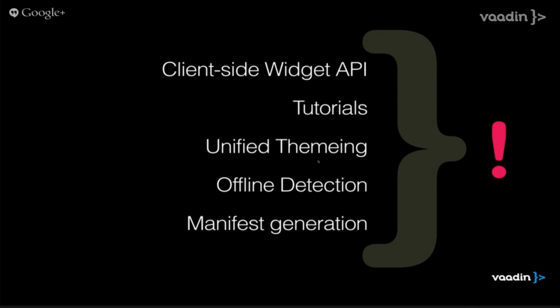The theming is not unified. There are different ways to theme client-side parts and server-side parts. Offline detection is something that you would have to do by yourself. You can copy that from the hybrid example. Manifest generation is not there. You would have to maintain the manifest by yourself by hand. So there are multiple things that you would have to consider, and some of these things are a bit overwhelming. But if you choose to try it anyways, download the example and start hacking the code.